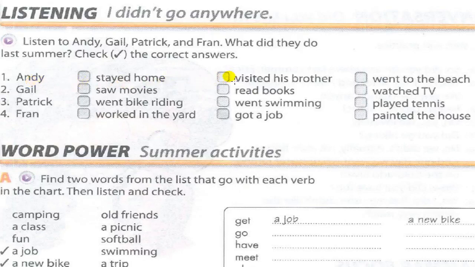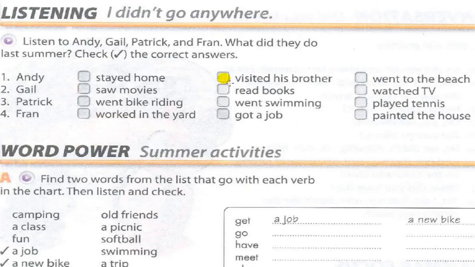Hello, Andy. Did you have a good summer? Oh, I had an okay summer, I guess. I visited my brother in Vancouver. That's nice. Did you go to the beach? No, I didn't. It rained all summer, so we usually did things indoors.